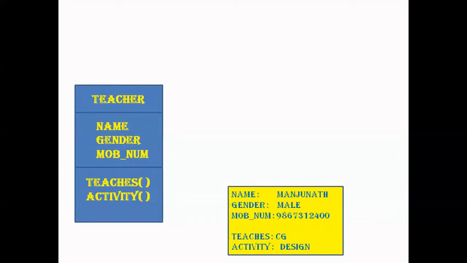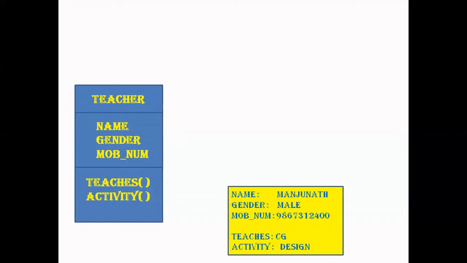It is very important, students, when it comes to the design part. For every class diagram you will have three compartments. The first one is the class name, the second one is its properties, and the third one is its methods. Now when I say this teacher, name, gender, mobile number, every teacher will be having some objects created.